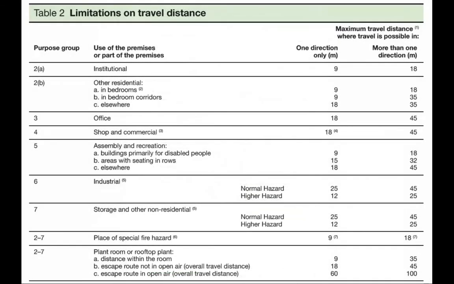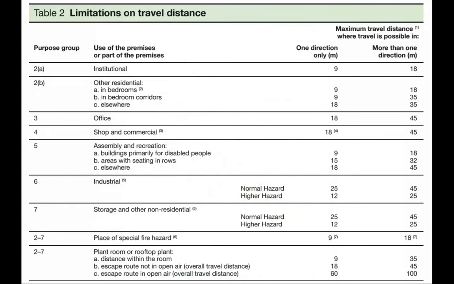Limitations on travel distance. So, depends on the building type, and you have a maximum travel distance that you can escape to a place of safety. And that depends on whether it's one direction or two direction. Generally, you should avoid one direction escape wherever possible. In schools, you can still do it, but it's really, really discouraged, because obviously the trouble with one directional escape is if the fire is blocking your exit, you're in trouble.